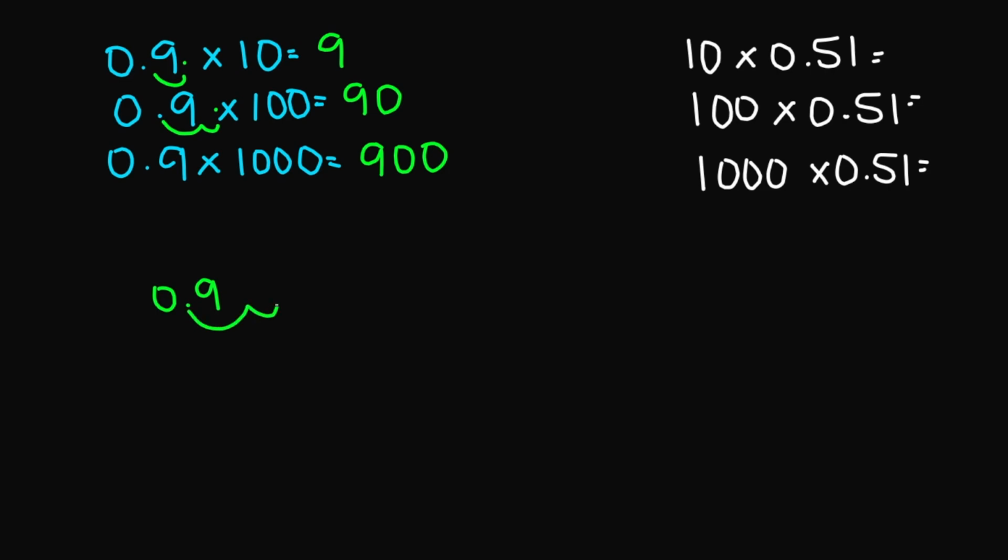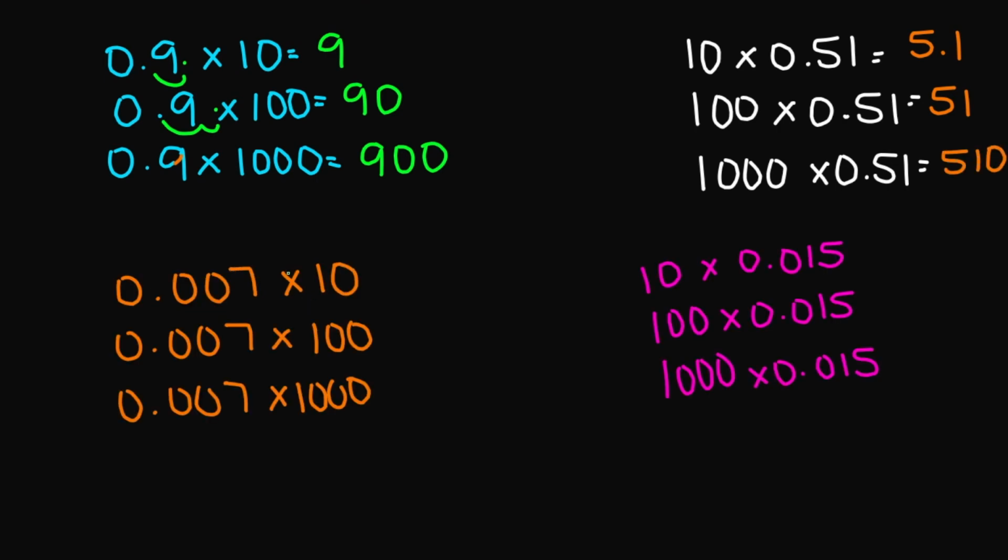So 1, 2, 3, it puts me right here. And then you're going to fill in these spaces here with zeros. So 0.9 times 1,000 is 900. Let's look at this, 10 times 0.51. So I know I need to move my decimal point 1 place to the right. This is just going to give me 5.1. 2 places to the right is going to give me 51. 3 places to the right is going to be 510.